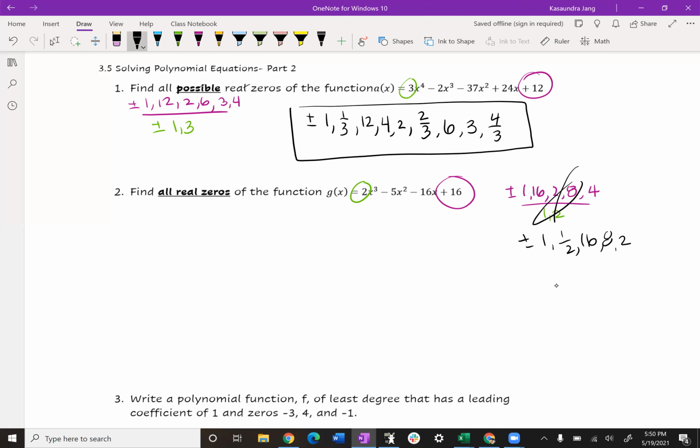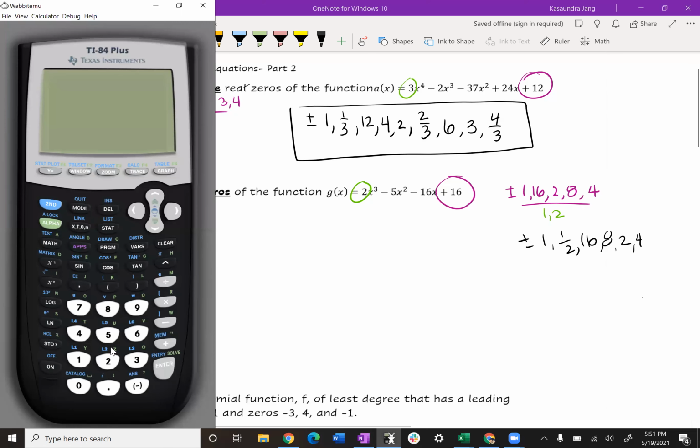8 divided by 1 is 8, already in my list. 8 divided by 2 is 4. Okay, I'll add that to my list. And the last number, 4. 4 divided by 1 is 4, already in my list. 4 divided by 2 is 2, already in my list. So actually I am done with those. These are all my possibilities, positive and negative of each. So let's test and see which worked.